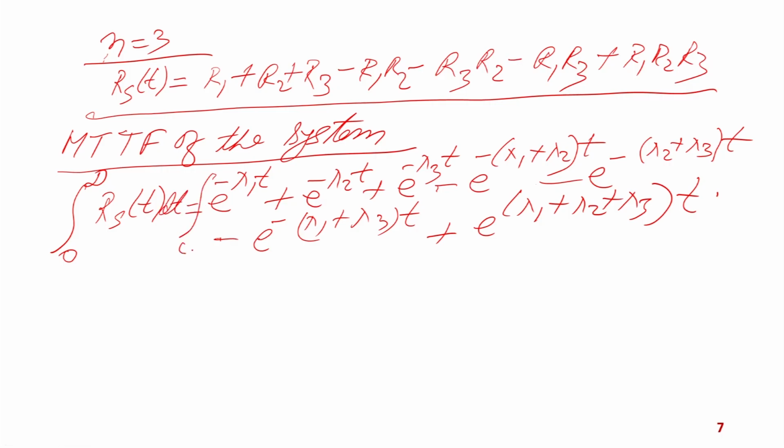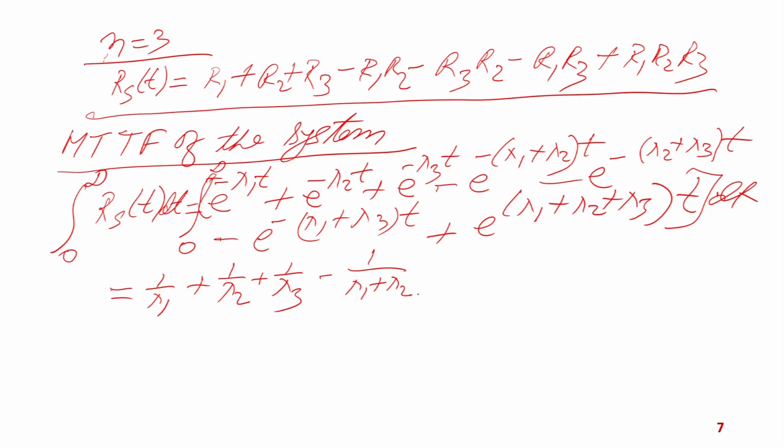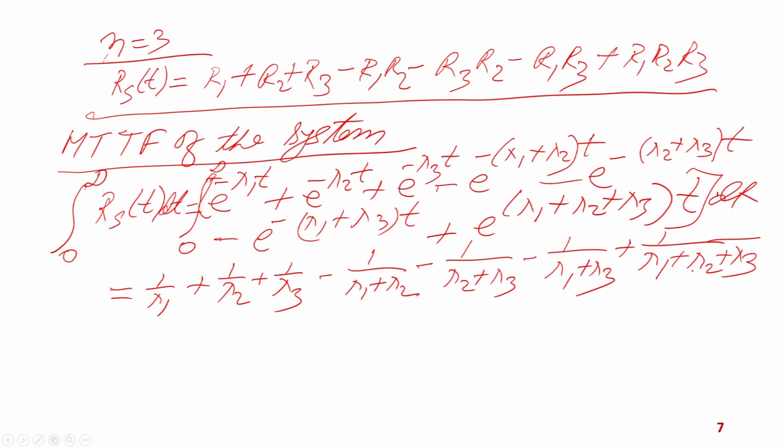So, let me integrate from 0 to infinity this whole term dt, then I will get 1 by lambda 1 plus 1 by lambda 2 plus 1 by lambda 3, then 1 by lambda 1 plus lambda 2, then minus 1 by lambda 2 plus lambda 3, then minus 1 by lambda 1 plus lambda 3 plus 1 by lambda 1 plus lambda 2 plus lambda 3. Okay.